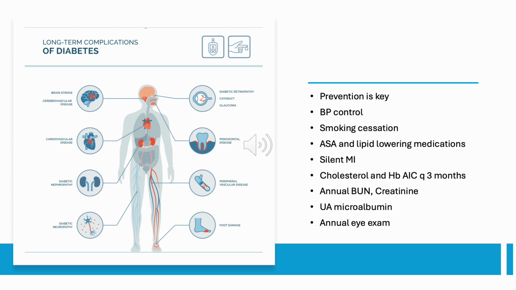Patients should engage in smoking cessation because that also helps lower blood glucose levels. You need to encourage them to continue taking their aspirin and lowering medications. Recall that patients with diabetes can have diabetic neuropathy. They can have silent MI, so they're going to need an EKG periodically to make sure that they haven't had a silent MI. Cholesterol and hemoglobin A1Cs should be tested every 3 months.